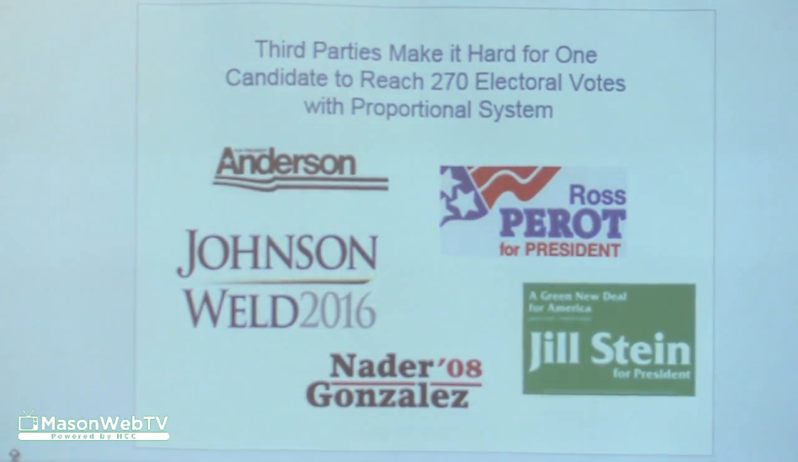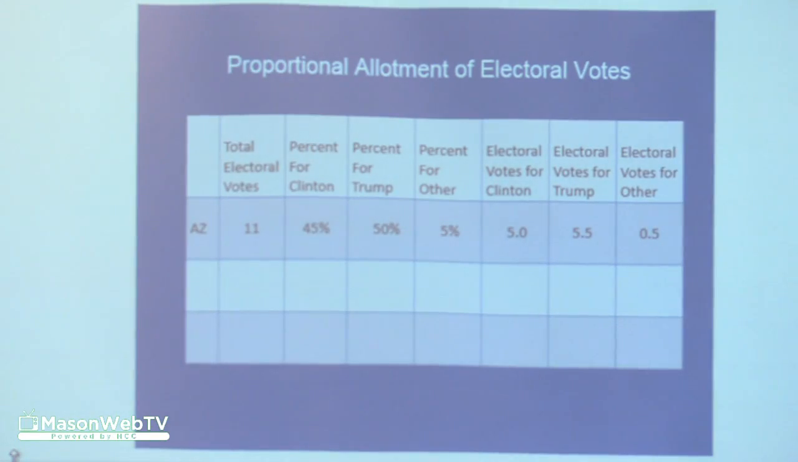So why would this system make it unlikely that a candidate would receive 270 electoral votes? Well, the reason is we've always had more than just 2 parties running for president. There are third parties, fourth parties, and in the 2016 election, votes were actually cast for 31 different candidates, plus a none of the above.